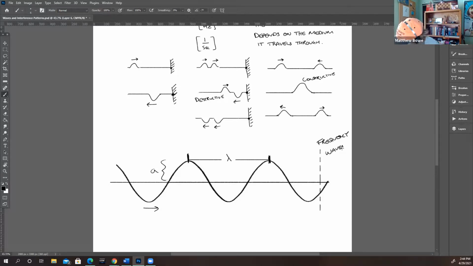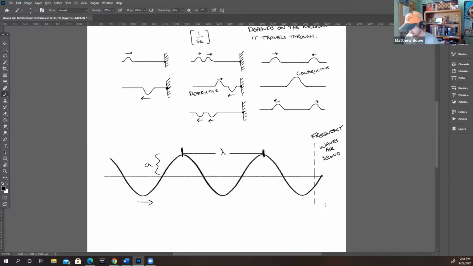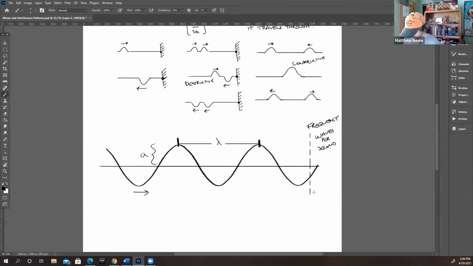Waves per second. Okay, so it's just like a thing that's counting. What else? And I talked about velocity in the beginning.